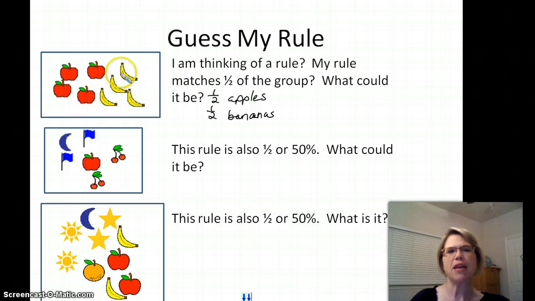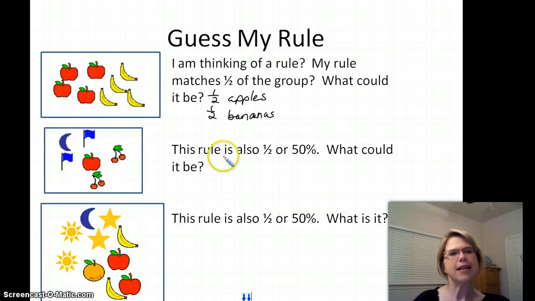So it might be 1/4, or I might say 3 out of the 8. So right now I don't know what 3 out of 8 would match my rule. It could also be that 1/2 are red, 1/2 are yellow, that kind of thing. So there's lots of characteristics that could match that. Okay, what about this next one? So I just gave you a big clue about what my rule could be if my rule is 1/2.